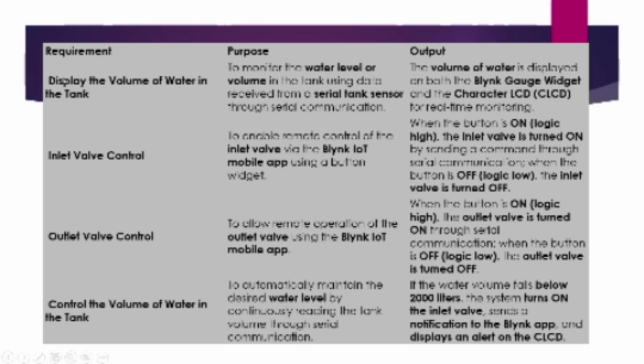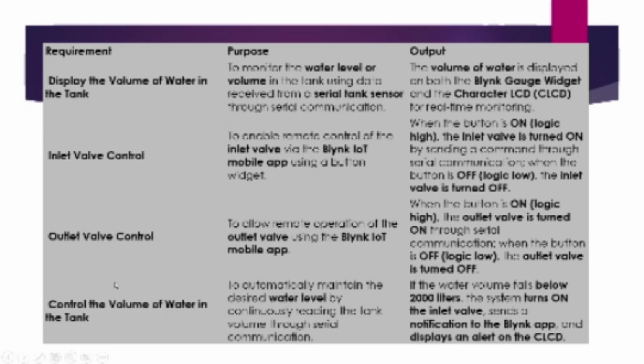First, the volume of water in the tank is displayed on the CLCD and the Blynk volume gauge. Then, inlet valve control. This enables control of the inlet valve through the Blynk IoT mobile app using a button widget. If the button is on, the valve is on. In the same way, if the button is off, the inlet valve is off. The same happens with the outlet valve control. If the button is turned on, the outlet valve is turned on. If the button is turned off, the outlet valve is turned off.